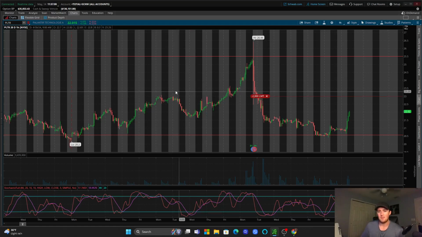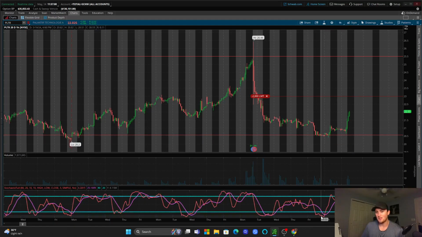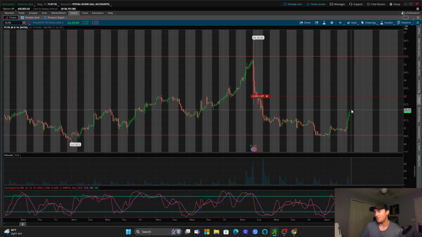A great example is exactly what happened right here on Palantir. It's really close to see right here. Right on our support zone, we had a cross on the Stochastic Oscillator. This red line crossed the purple line, in the oversold territory to where we should have loaded the boat, and right after we had a big pop to the upside, we went from $20.50 all the way up to $22 right now, really going towards that $23 mark.